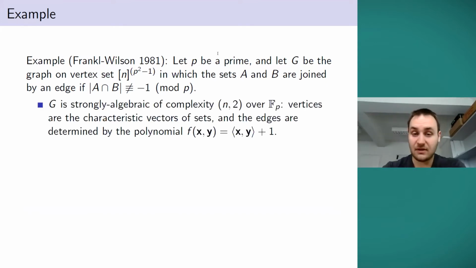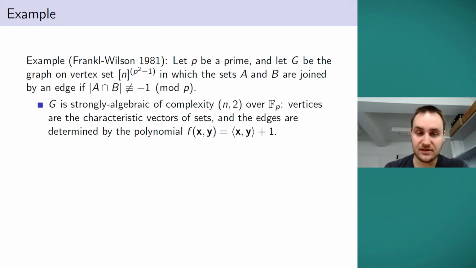So first of all, it can be easily seen that this graph is strongly algebraic of complexity n, 2 over the finite field F_p. We can just identify these sets, which are the vertices of the graph, with their characteristic vectors, with these 0,1 vectors, where 1 denotes that we have an element and 0 that it's not an element. And then the edges are just defined by this single polynomial, which is the scalar product of the characteristic vectors plus 1. So we have an edge if this is non-zero and a non-edge otherwise.